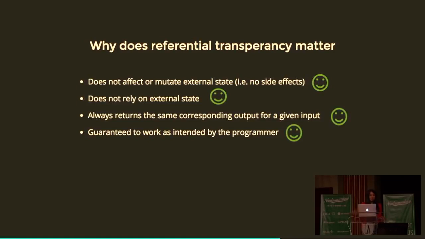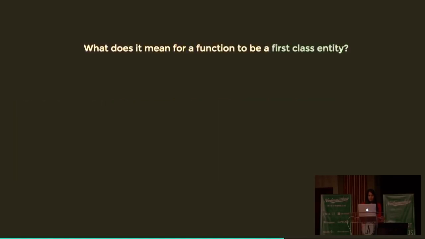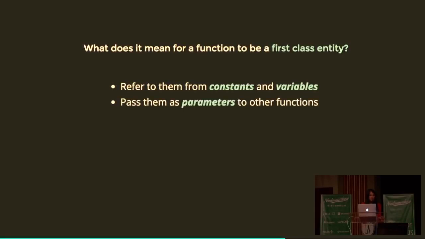So I can end my presentation here, but I want to talk about one more building block, because I think it's pretty important. And JavaScript is particularly good at letting us use this building block, taking advantage of functions as first-class entities. So what does it mean for a function to be a first-class entity? It just means we can refer to them as constants and variables. We can pass them as parameters to other functions. We can return them as results from other functions. So you can think of functions as variables and pass them around, do whatever you want with them.